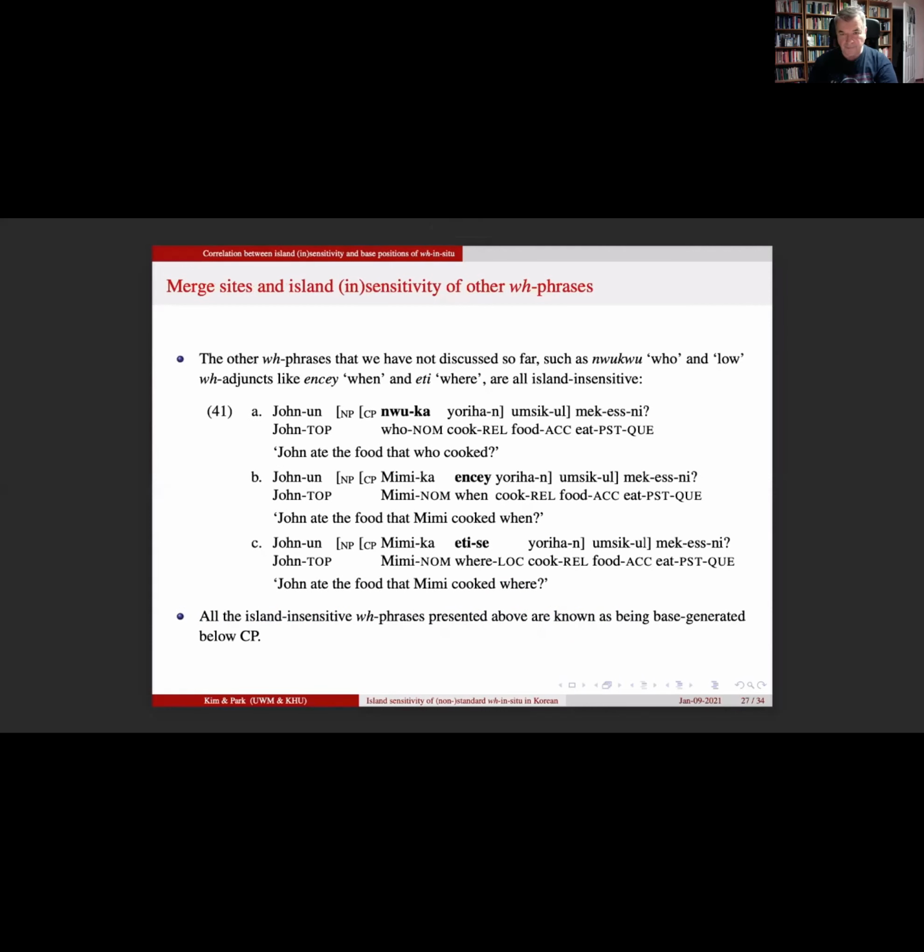The other double-edged phrases that we have not discussed so far, such as who and adjuncts like when and where, are all island insensitive, as shown in 41. 41a, 자는 누가 요리한 음식을 먹었니? 41b, 자는 미미가 언제 요리한 음식을 먹었니? 41c, 자는 미미가 어디서 요리한 음식을 먹었니? All the island insensitive double-edged phrases presented here are known as being merged below CP.